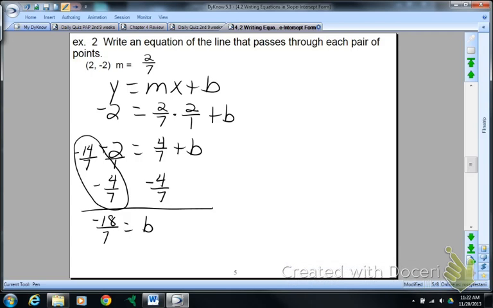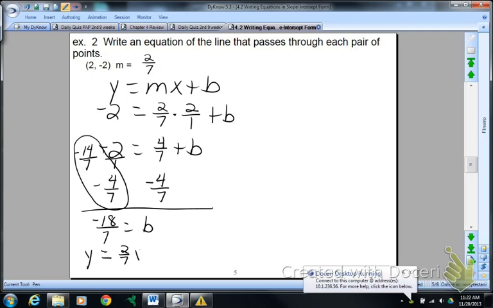Now, that's an improper fraction. Do I have to turn it into a mixed number? You can, you don't have to. It wouldn't be wrong if you did. If I was graphing, then you have to turn it into a mixed number. Okay? So, the equation is y equals 2/7 x minus 18 over 7.